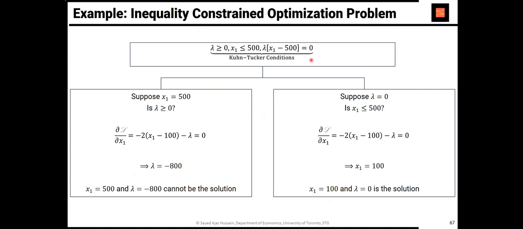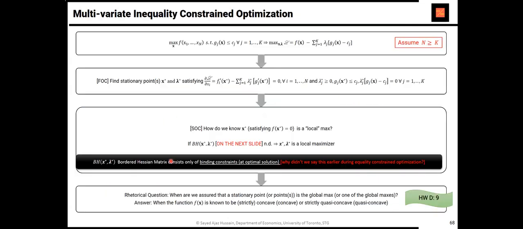Just like before, there are two cases, and you can go through this yourself and find out that this is in fact the answer, because those violate the Kuhn-Tucker conditions. What about the first-order conditions, second-order conditions, and all that stuff? Good news, it's exactly like what you did before.